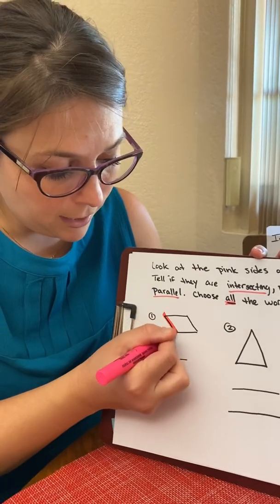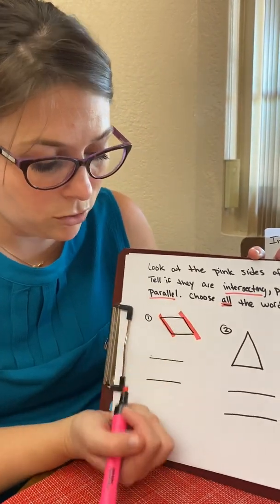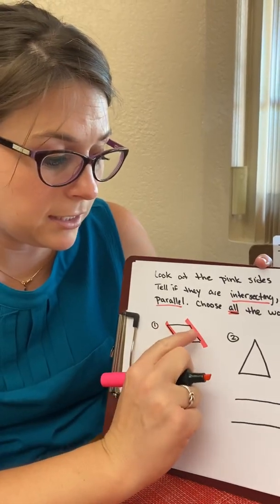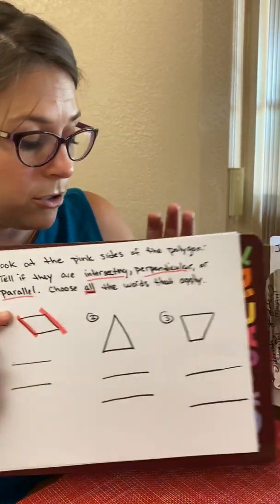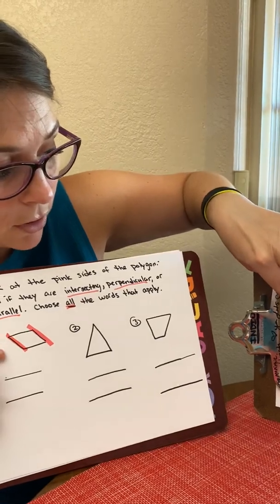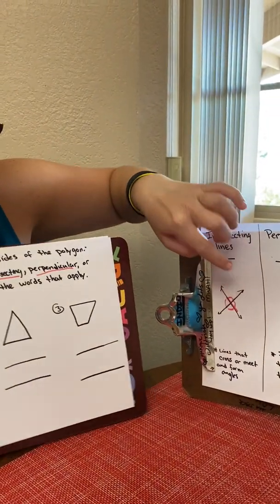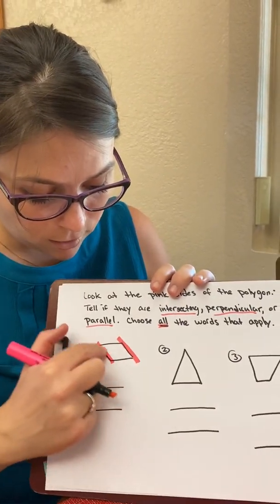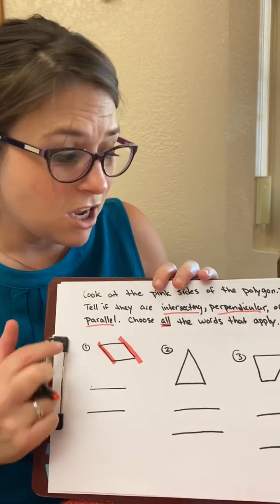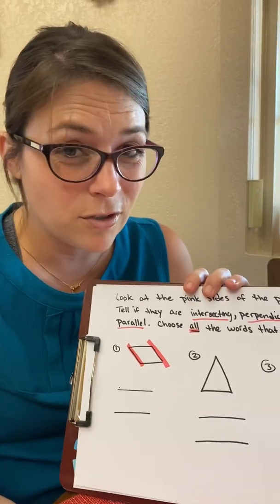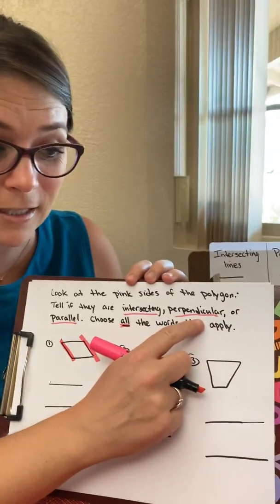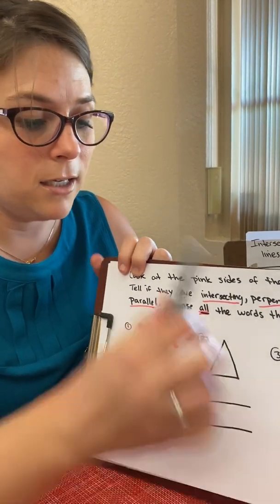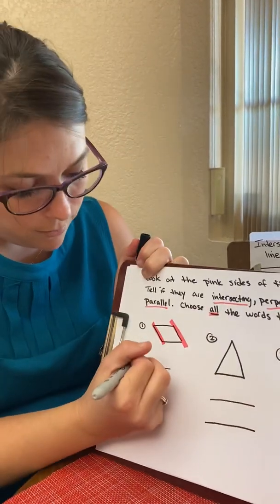So if I were to highlight these two lines, I'm going to go through them and ask myself, is this an intersecting line? Remember, you can go back to the examples. Do those look like intersecting lines? The answer would be no. The pink lines are never going to cross. So if they're not intersecting and they're never going to cross, then they can't be perpendicular, but they can be parallel. So on the line, I'm going to write parallel.